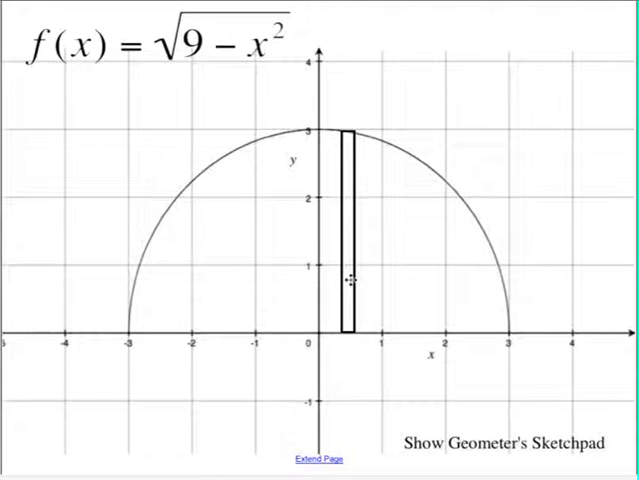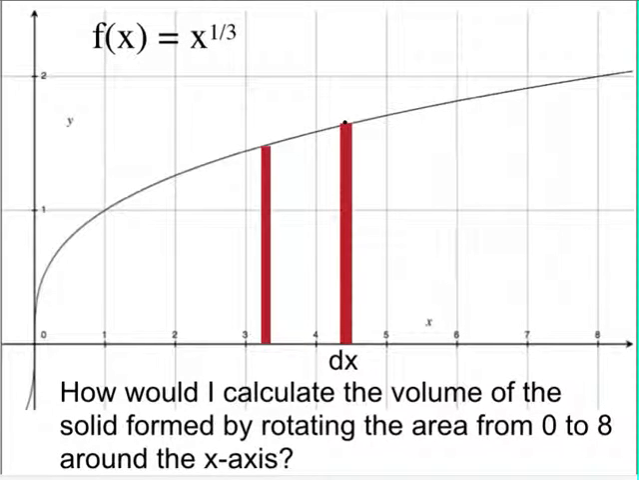That doesn't matter what that is. It's not going to be a numerical value, but the radius is going to be the distance, or the vertical length of my rectangle, and that's just the formula, the function that you're given. So using a different example, here is f of x equals x to the 1/3 power. We're only going to focus on the first quadrant, and we're only going to go from 0 to 8.